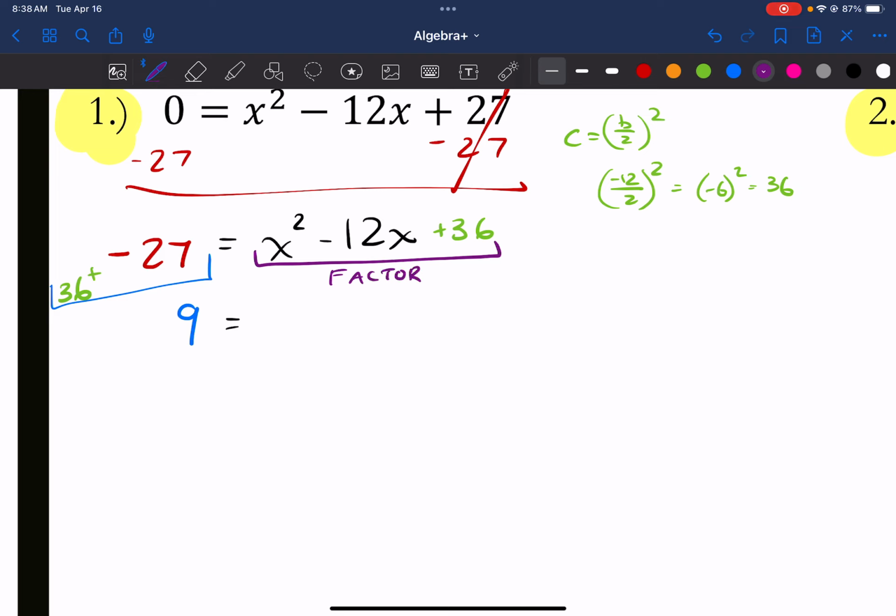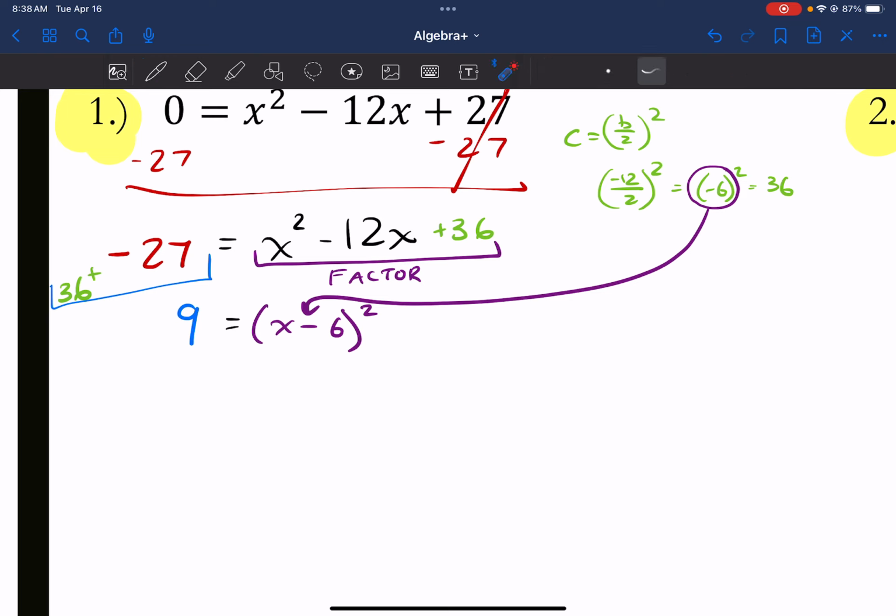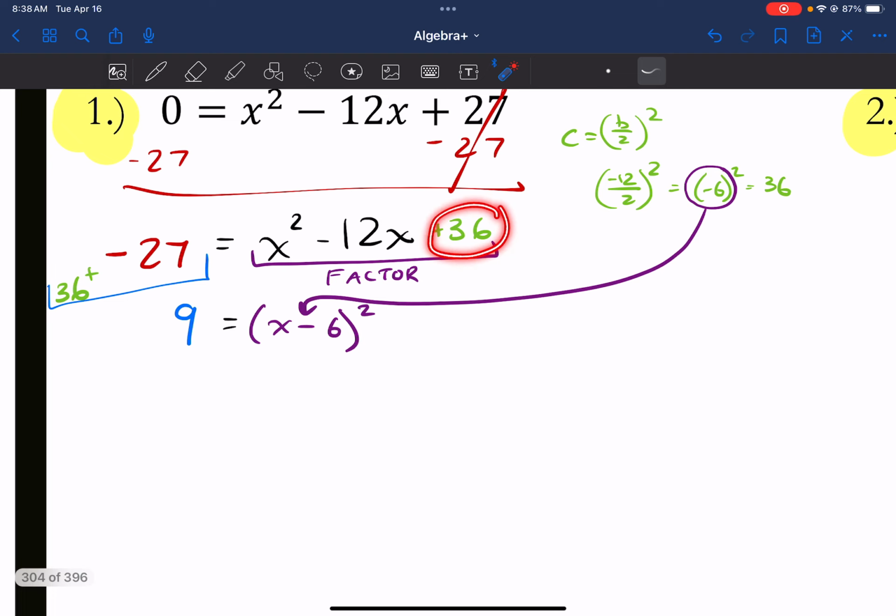You actually don't have to think about how to factor it, because what's in parentheses here tells you how to factor it. It's going to be x minus 6 squared. It sets it up for you. The b over 2 tells you how to factor it because it sets up a perfect square trinomial. 6 times 6 gives me 36, negative 6 times negative 6 gives me 36, and negative 6 plus negative 6 gives me negative 12. Well, now I can just square root it. I get the positive negative 3, and the other side is x minus 6.